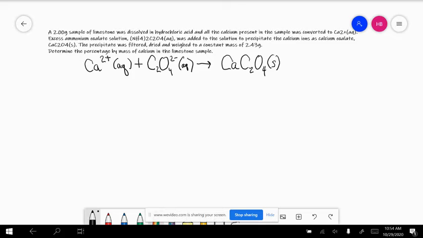So it says excess ammonium oxalate. Therefore, we know all of the calcium ions will precipitate out, and we don't care about the rest of the ions in the solution. In these types of problems, all we're concerned about is the precipitate. So whenever I do a gravimetric analysis problem, meaning that I'm trying to determine what's in a sample by precipitating it out, I always start with the precipitate. So the precipitate in this case is calcium oxalate.